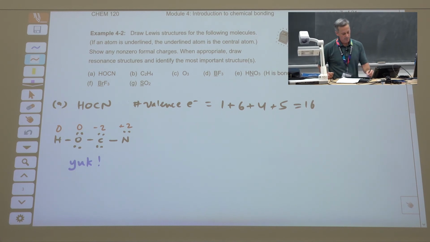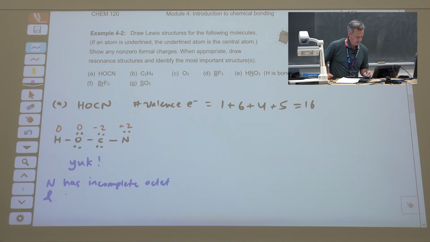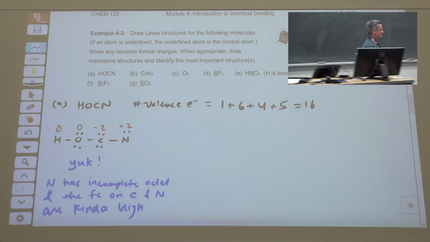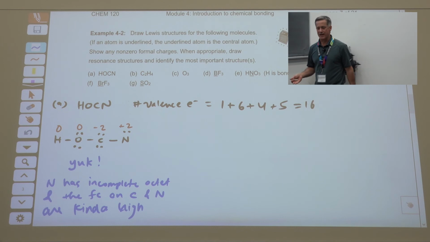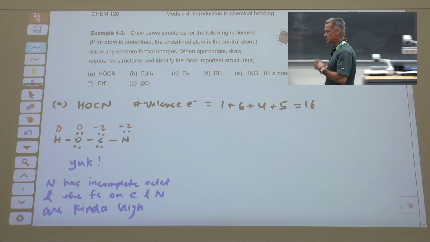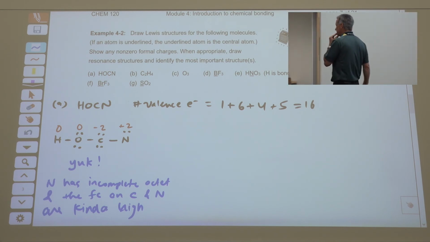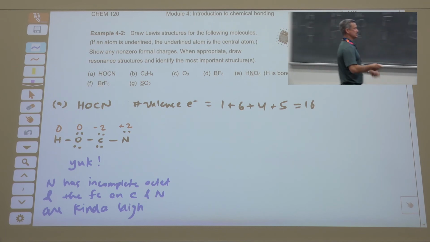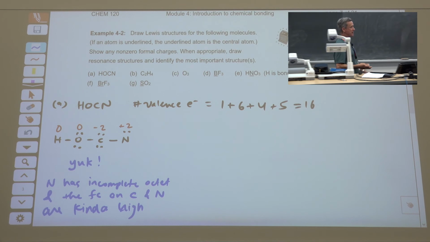So this structure is no good from the point of view that nitrogen has an incomplete octet. And the formal charges on C and N are kind of high. When we're drawing structures, we really don't want to be creating formal charges with magnitudes larger than 1. Sometimes we can't get away from it. There will be atoms that carry a formal charge of +1 or -1, and that's okay, as far as formal charges go. But when we start getting up to +2 and -2, +3 and -3, that's your first signal. You've got to do better.